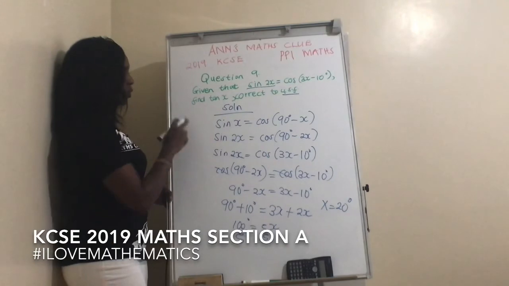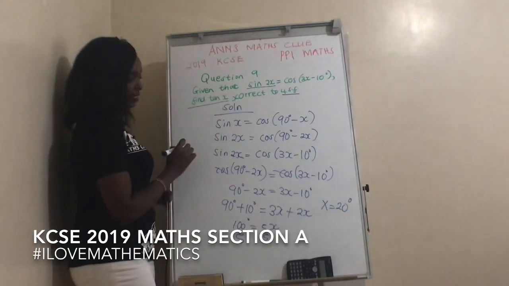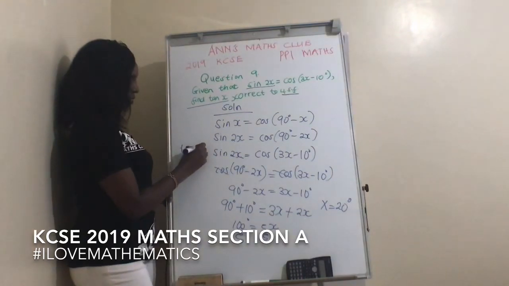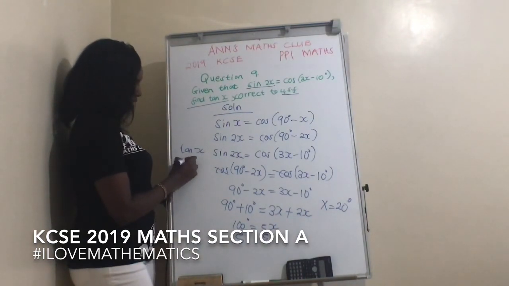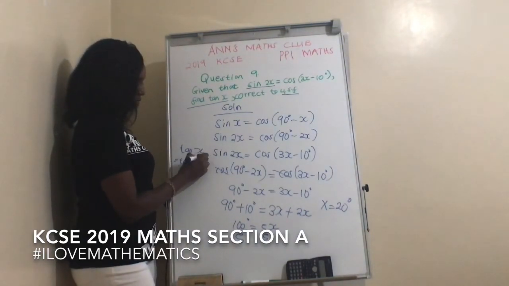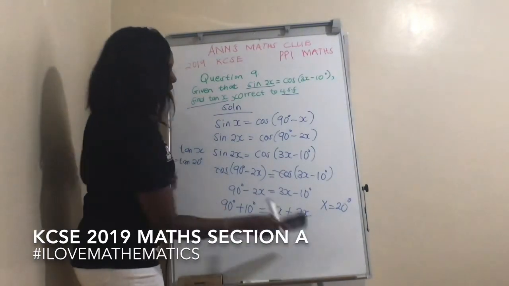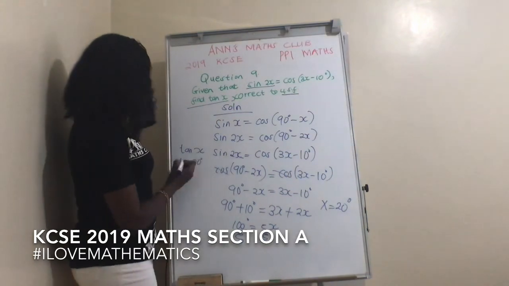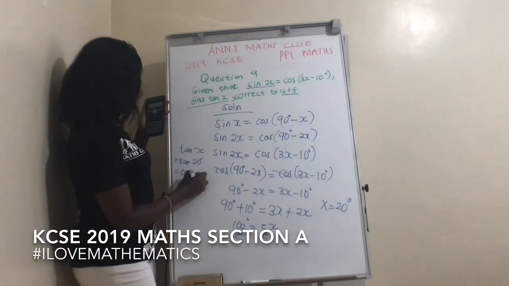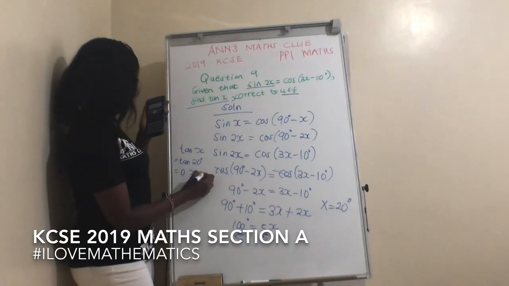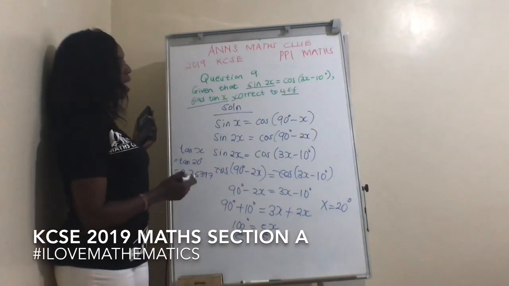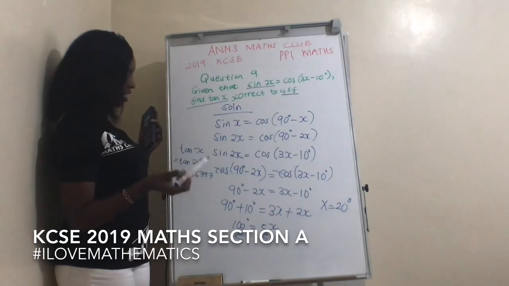Remember the question, you are asked to find tan x. And now that you know x is 20, you come here and say tan x is equal to tan of 20 degrees. And you can easily take your calculator and do tan of 20, and this gives you 0.36397. But remember, going back to the question, you are asked to correct it to 4 significant figures.